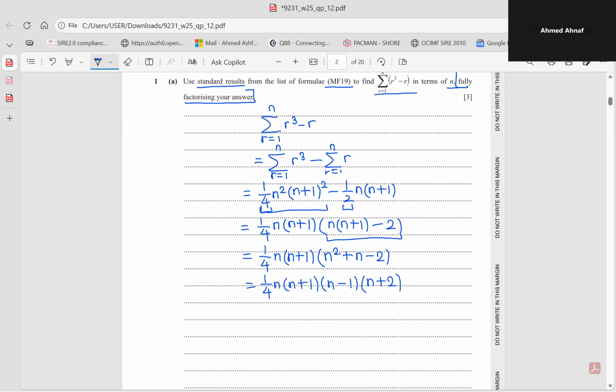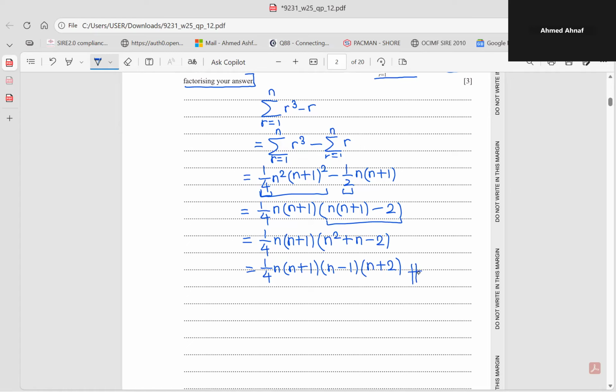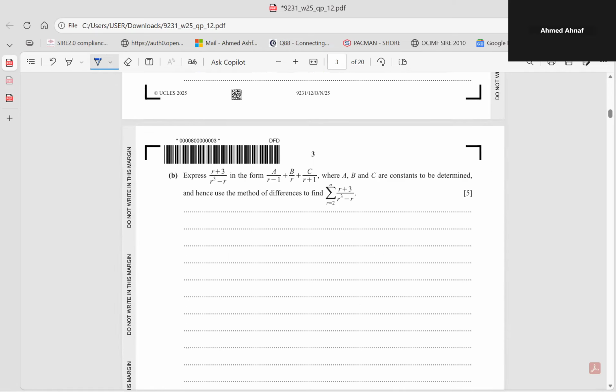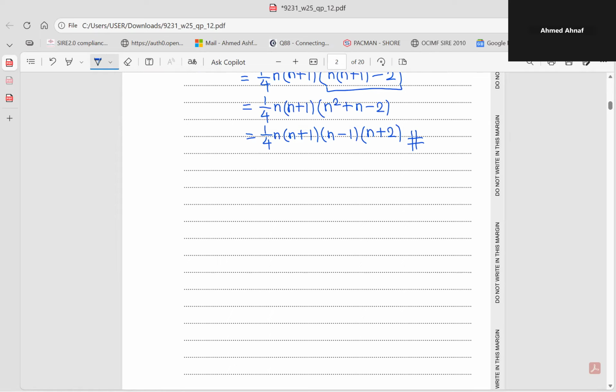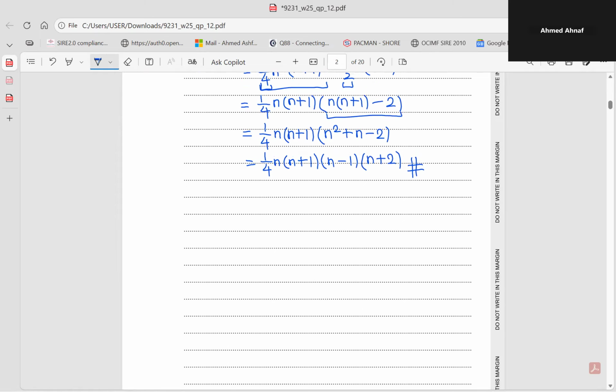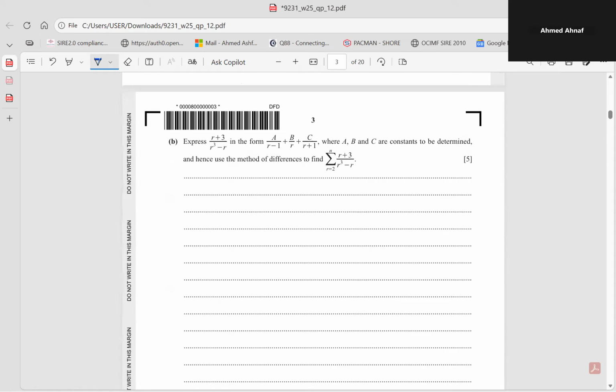Yeah, so I believe we can stop here. It's fully factorized. You cannot factorize this anymore. So yeah, this would be our final answer for the first part. Let's move on to the next part. Wait, let's see. Yep, there's no duplicates. So yeah, we can move on.